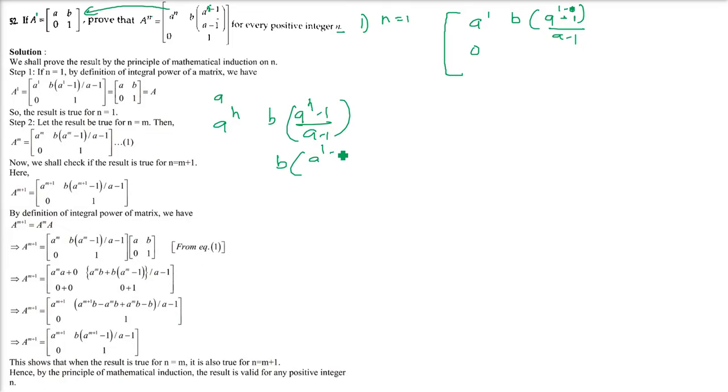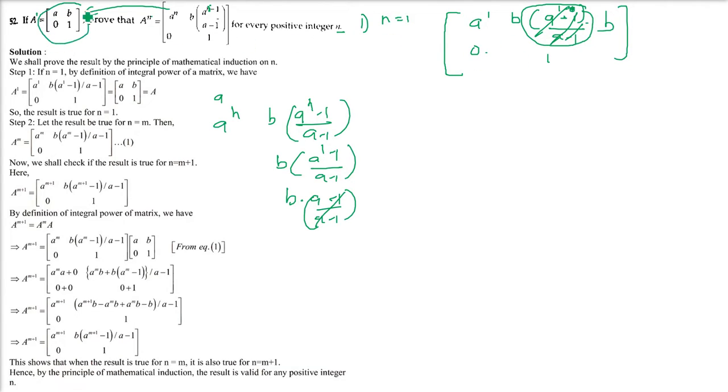Okay. So this is a raised n minus 1. So a minus 1 by a minus 1. So this gets cancelled. You get b, a minus 1 by a minus 1. It gets cancelled. You get b. Okay. Final is this like this. This is a, b, 0, 1. So this is true for n equals 1. And this is the first step in any mathematical induction. It should be true for n equals 1.